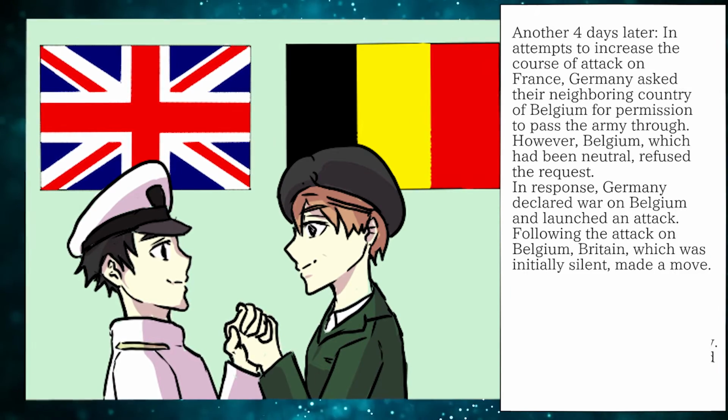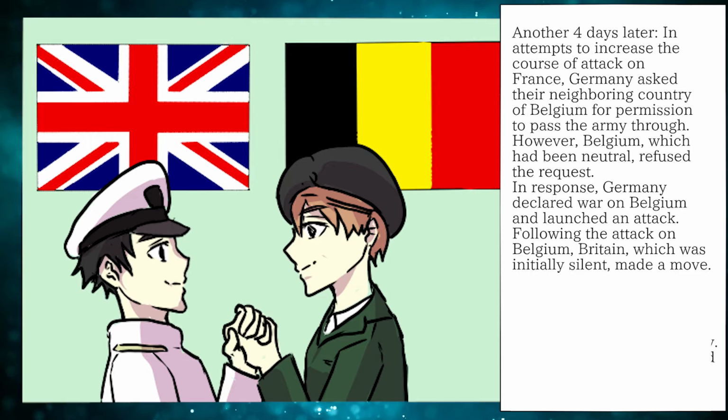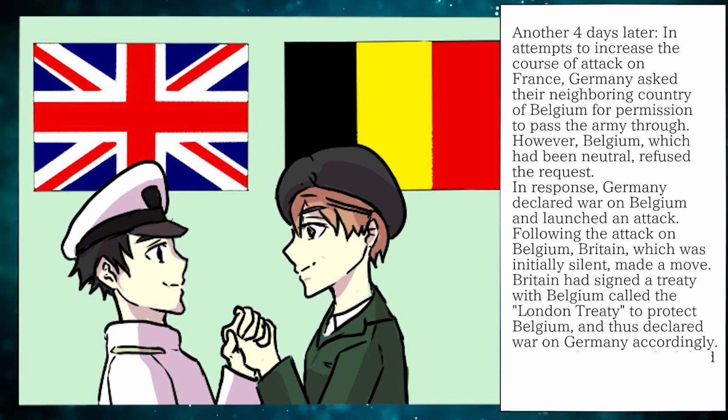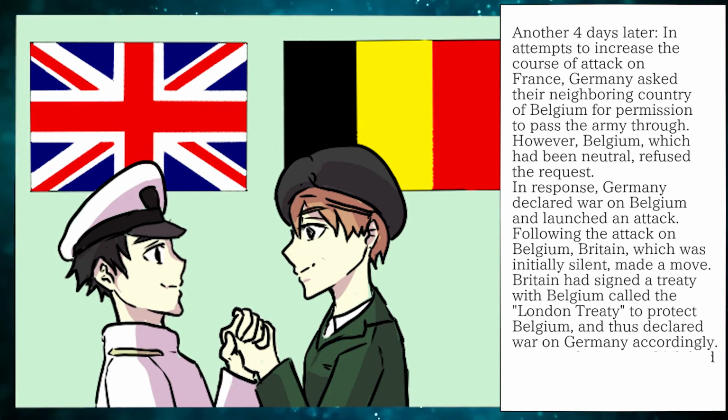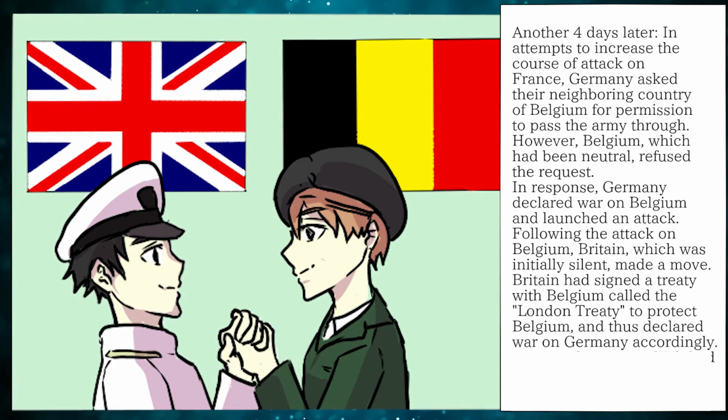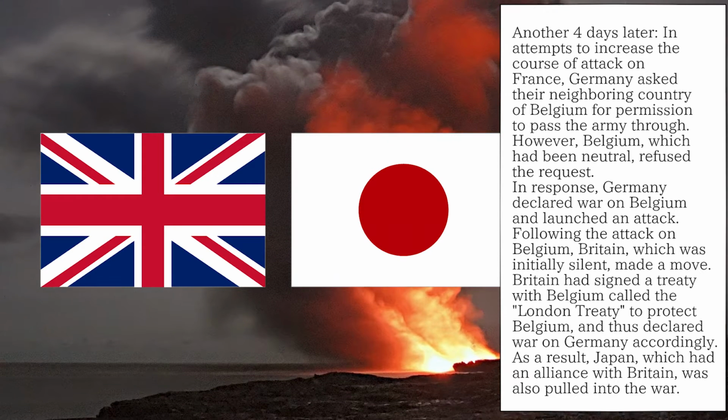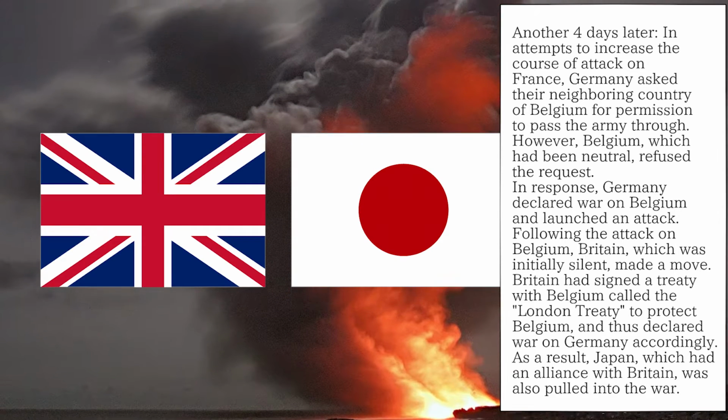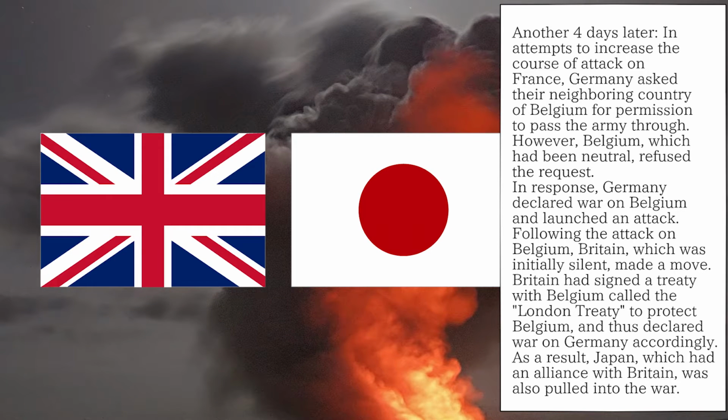Following the attack on Belgium, Britain, which was initially silent, made a move. Britain had signed a treaty with Belgium called the Treaty of London to protect it, and thus declared war on Germany accordingly. As a result, Japan, which had an alliance with Britain, was also pulled into the war.